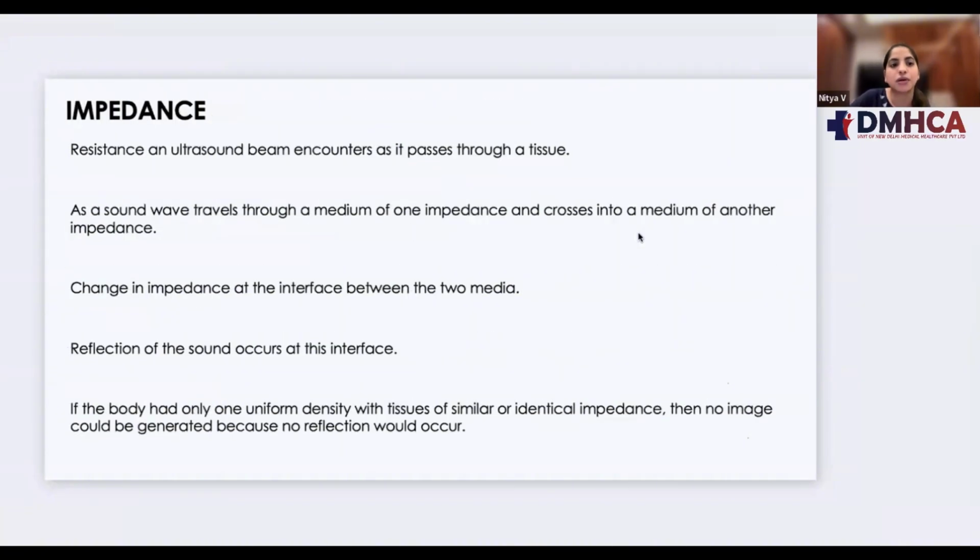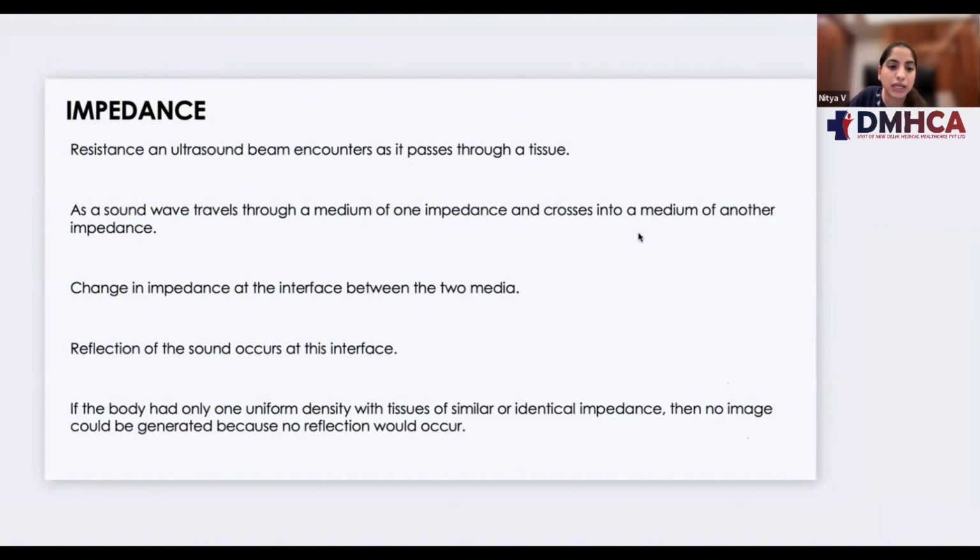Coming to the most important aspect of ultrasound physics, that is impedance. In simple language, impedance means resistance. Resistance to the ultrasound beam will be encountered as the sound wave passes through tissue. As the sound wave travels from a medium with one impedance to another medium with a different impedance, there is a change in impedance, and this change causes a reflection. A change in impedance is always required for a reflection, because reflection of the sound wave will not occur if the wave travels between two objects having the same impedance.